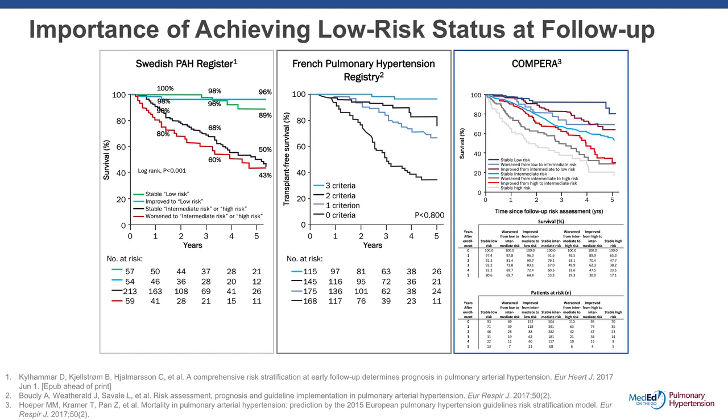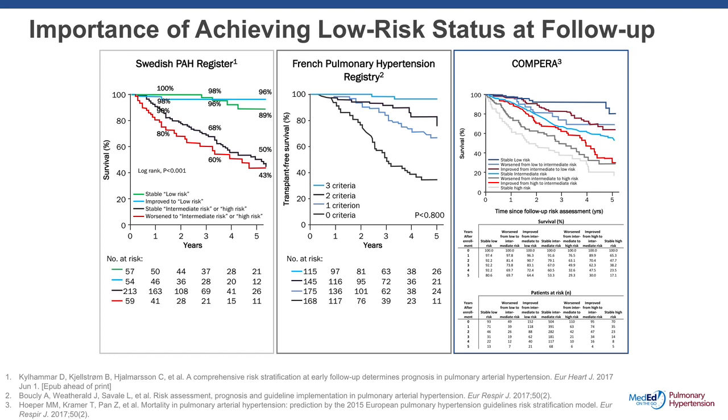There are so many lines there. But in the Swedish registry, you can see if a patient was low risk at the time of diagnosis, as evidenced by the green line, and stay low risk, their 5-year survival is good. But I think what's really important is the light blue line there. Those are the patients that were at intermediate or high risk and with therapy improved to low risk. Look at that. Their survival is as good as the patients who were diagnosed in a more low risk group.